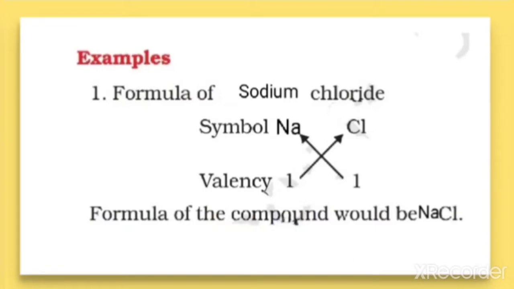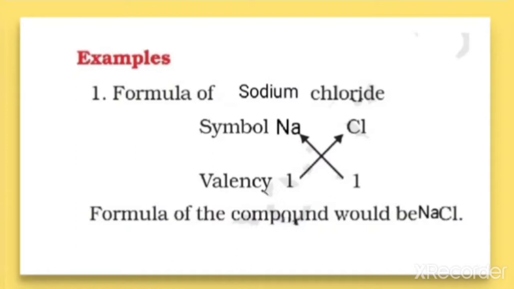Let us take some examples. First example, sodium chloride. What is sodium chloride? It's common salt. First of all, in order to make a formula, you need to write the symbols. Sodium chloride is made up of 2 atoms, sodium and chlorine. What are the symbols? Sodium is represented by Na and chlorine is represented by Cl.